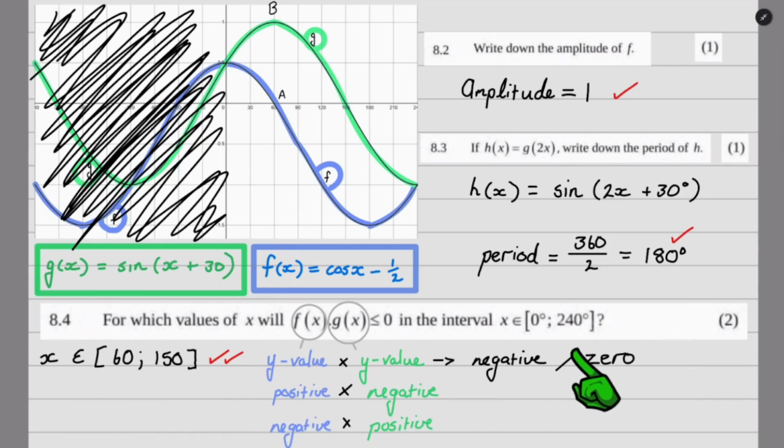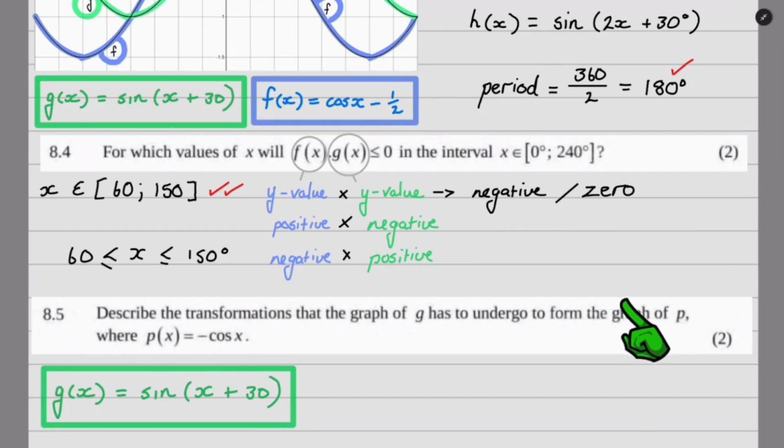Bear in mind you can write it in a different notation like this. That is also acceptable. I found most people understand this route, so I prefer to use that with these inequalities, but this is perfectly fine as well.